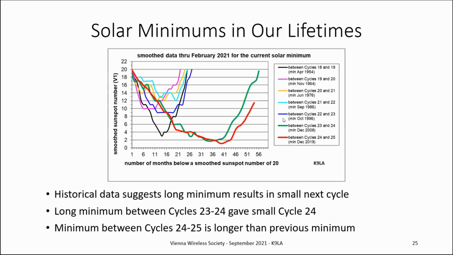But then came the solar minimum between cycles 23 and 24, which was the last solar minimum. And you can see that's the green line, and it was almost 5 years we were below a smooth sunspot number of 20. Okay, the current solar minimum is the red line. Of course, we're not above 20 yet, but it's probably going to be a little bit longer than the previous solar minimum. Now, the long minimum between 23 and 24, this green one, gave us a small cycle 24. The minimum between 24 and 25, what we're coming out of right now, is longer than the previous minimum. So this kind of suggests we're going to have a smaller cycle.